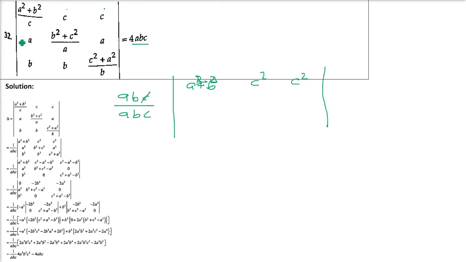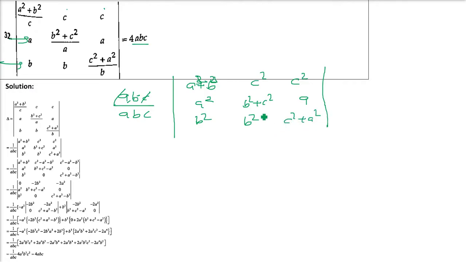In the second row, we are multiplying it using A. So A square, B square plus C square and then A square. Similarly, in the third row, we multiply it using B. So what do you get? B square and C square plus A square.